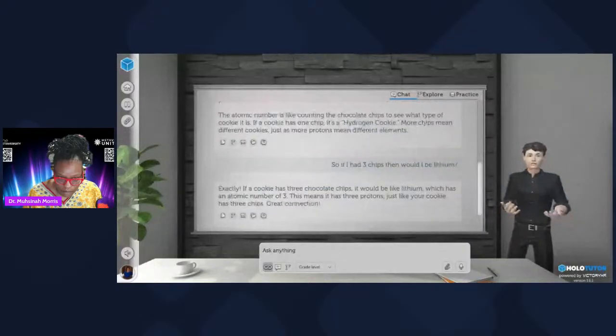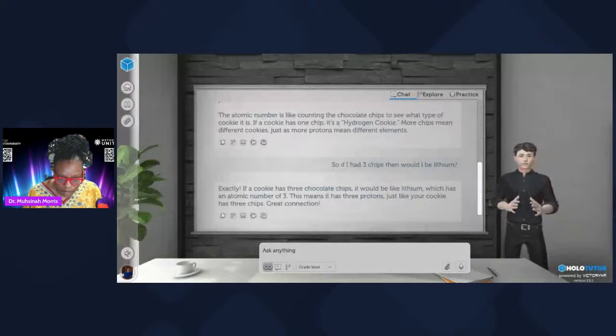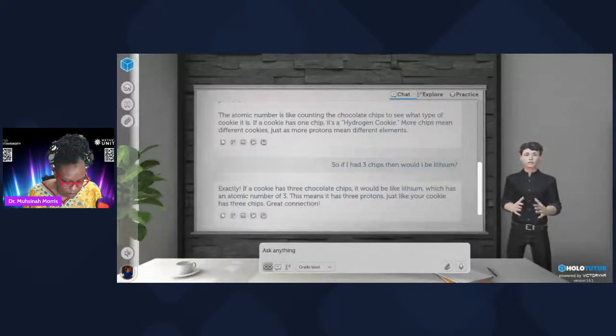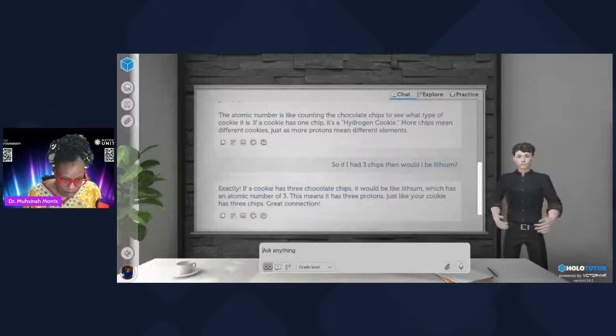Exactly. If a cookie has 3 chocolate chips, it would be like lithium, which has an atomic number of 3. This means it has 3 protons, just like your cookie has 3 chips. Great connection.